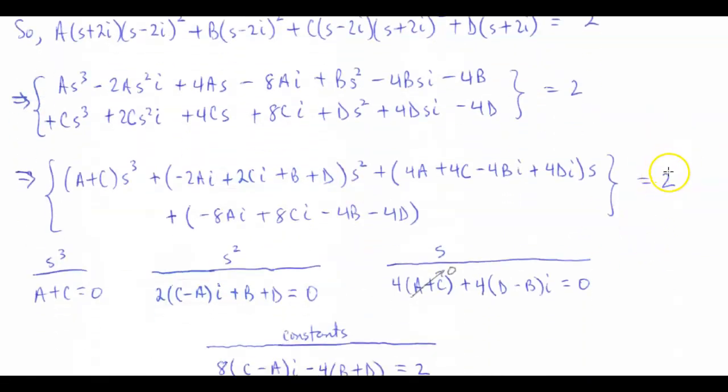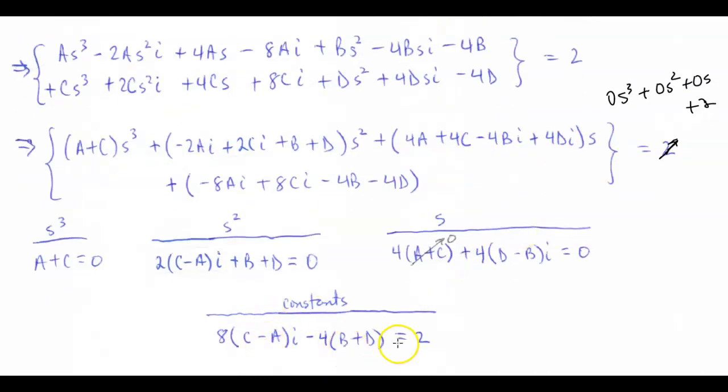Of course, this 2 that you see here is really 0s cubed plus 0s squared plus 0s plus 2. And so that means everything over here times s cubed is going to be 0, everything times s squared also going to be 0, everything times s going to be 0. And of course, all the constants, add those together, is going to be 2. And so now this is just a matter of solving systems of equations at this point.